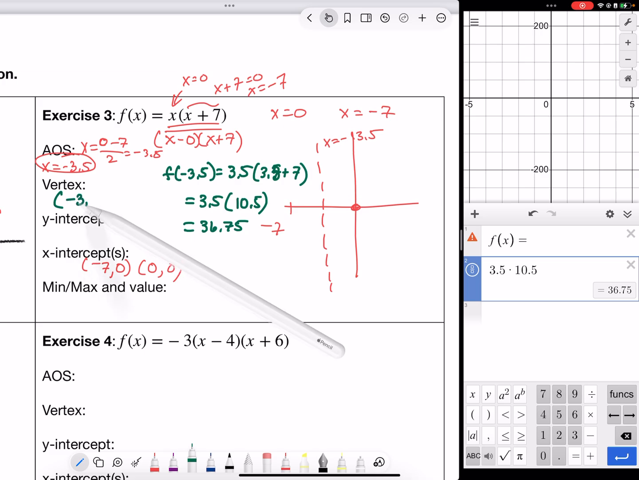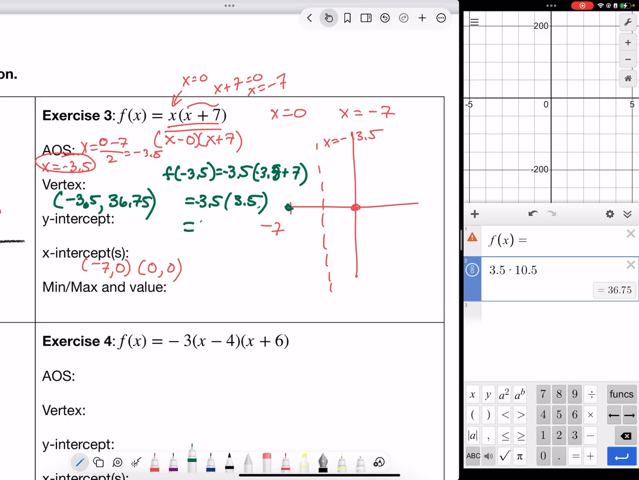So my vertex, when x is negative 3.5, must be up there at 36.75. So way up here. And that can't be right, because that would make it open upside down. I must have a sign here wrong. Let's see here. I should be plugging in a negative 3.5. Negative 3.5 times 3.5. That's not going to be 36 point something. Let's get rid of that guy. 3.5 times 3.5 is now like 10 point something.